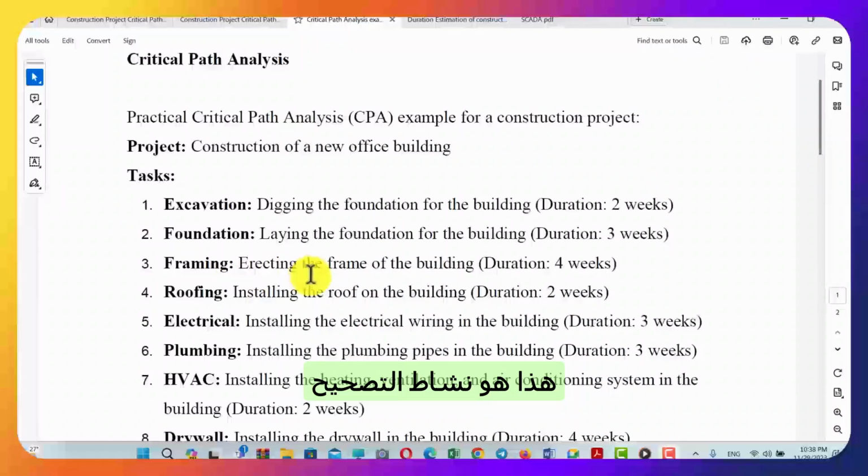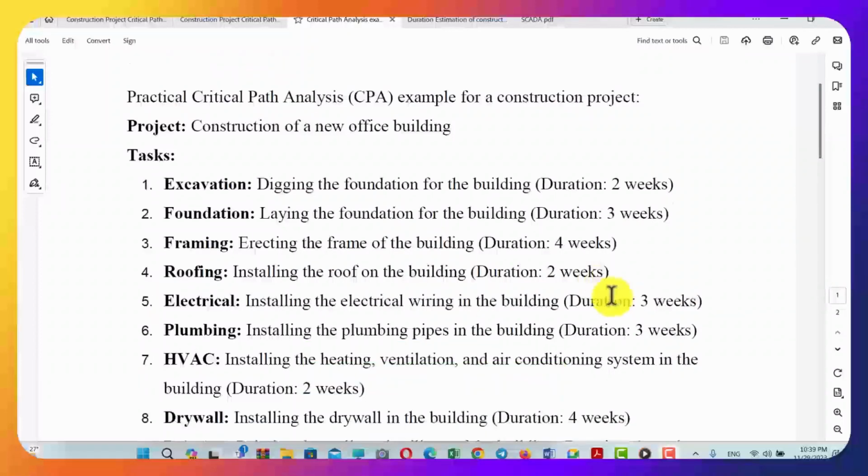This is the activity of erecting the frame of the building, and we estimate the duration of this activity to be 4 weeks. We have the roofing, or the installing of the roof on the building, and we estimate the duration of this activity to be 2 weeks.